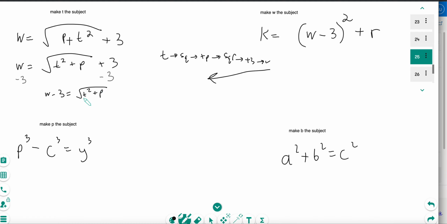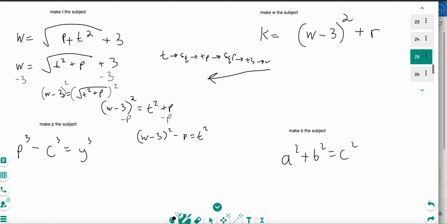Let's think about our function machine again. T is being squared, then added to p, and then square rooted. If we work backwards, we'll get rid of the square root next. The opposite of square rooting is squaring, so I'll square this, and I'll square all this. So on the left-hand side, it's w minus 3 squared equals, the square root and the square cancel out, so we're left with t squared plus p. Then we can minus the p. So w minus 3 squared minus p equals t squared.